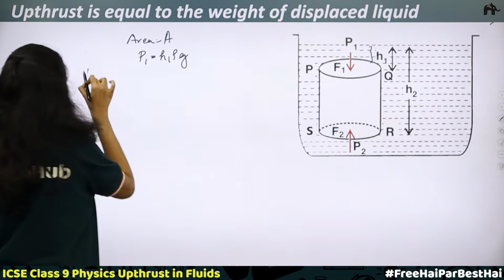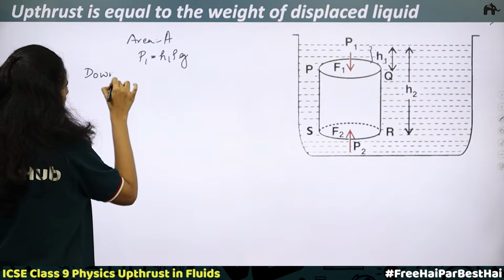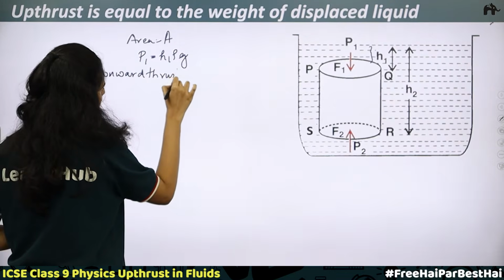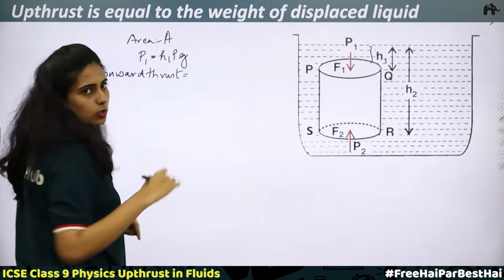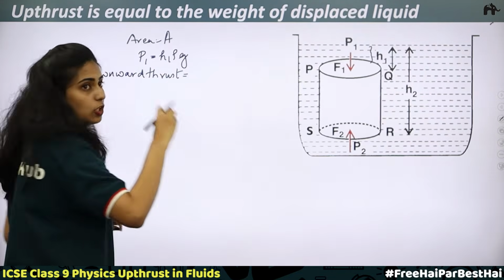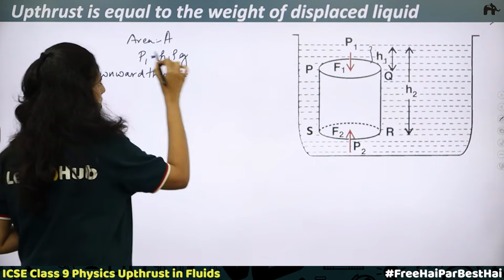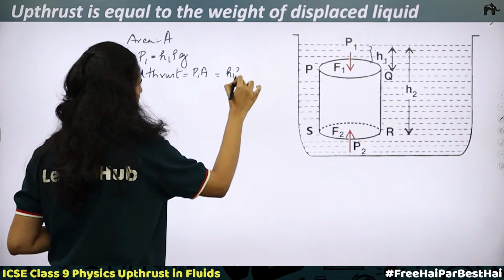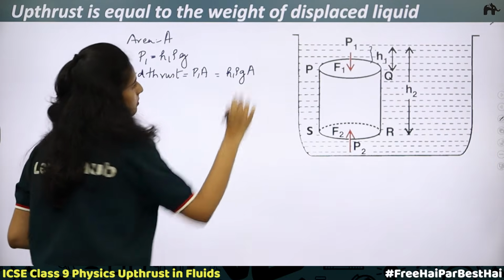Okay, then what is the downward force? Downward force or downward thrust will be equal to, thrust is equal to pressure into area. Pressure is P1 into area A, which is equal to H1 rho G A.